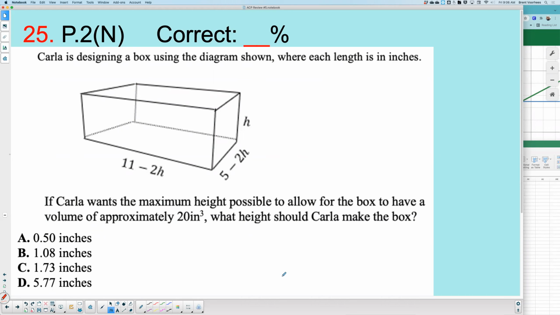All right, what are your ideas on this problem? I hear volume formula. What is the volume formula? This is not on the formula chart. Length times width times height.